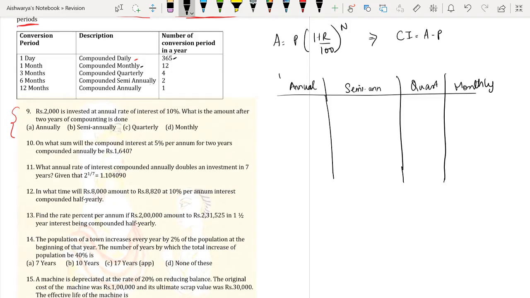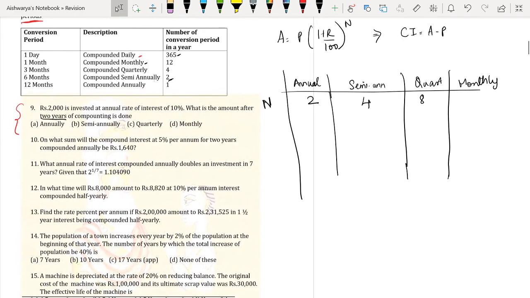Okay, so let us write down N. What will N be under 4 categories? So 2 years of compounding. N will be straight 2 here. In semi-annually, it will be 2 into 2. 2 twos are 4. In quarterly, in 1 year, how many quarters are there? 4 quarters are there. So 2 into 4, 2 into 4 is 8. In 1 year, how many months are there? 12 months are there. So 2 into 12 is 24. This will be your n value.